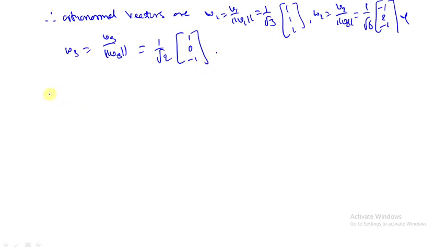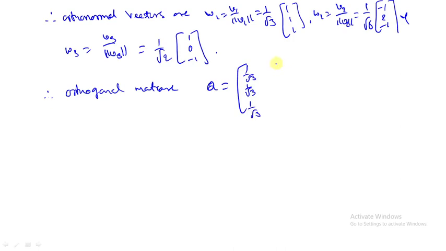Therefore the orthogonal matrix Q equal to, now write these as columns: 1 by root 3, 1 by root 3, 1 by root 3.